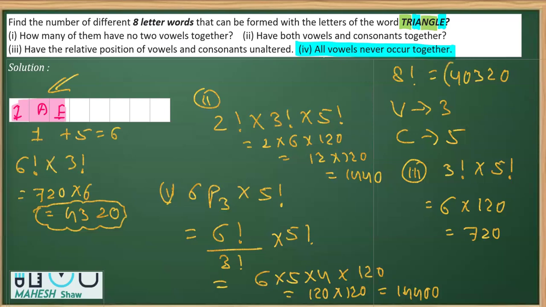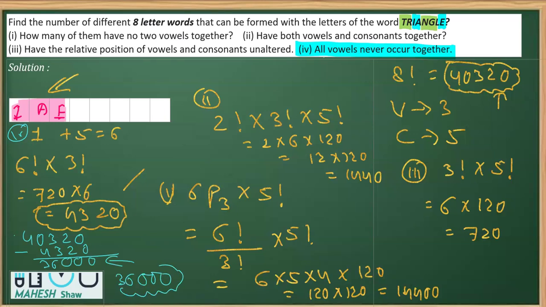Now this is the case when all vowels are together, but we have to find when they never occur together. For that, we subtract from the total possible arrangements without restriction the arrangements with all vowels together, which gives the case when all vowels are not together. So for the fourth part, the answer will be 40320 minus 4320, which comes out to be 36000. That's the answer for the fourth part.